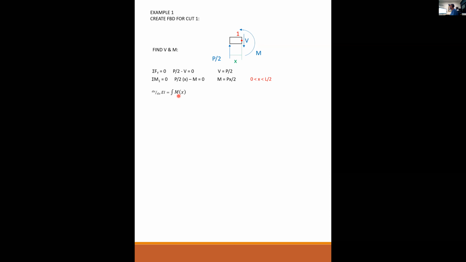Okay? So EI dv/dx is equal to the integral of the moment of x. And remember the equation is EI d²v/dx² is equal to the moment as a function of x. So integrating both sides, I have EI dv/dx, not d²v/dx², and I have the integral of M(x). So the integral of M(x) is the integral of Px over 2, which is equal to Px² over 4, plus we have a constant of integration. Remember these guys? Every time you integrate, you get a constant.